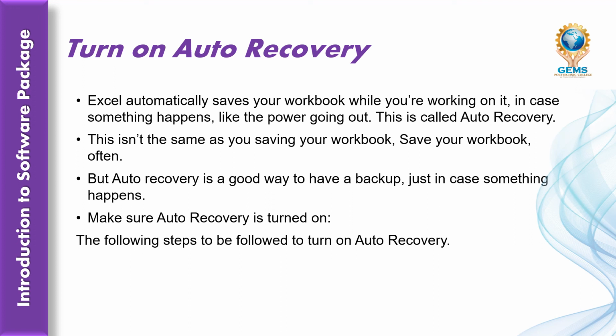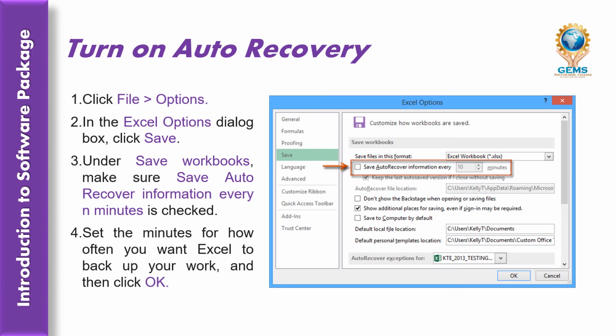So there are the following steps to turn on AutoRecover. First, click the File option, and the Excel Options dialog box will be displayed. There is a Save option. Under Save workbooks, you have to select Save AutoRecover information every some number of minutes. You can enable the minutes also. Set the minutes for how often you want Excel to back up your work, and then click OK.